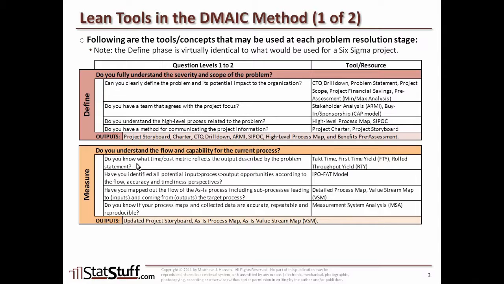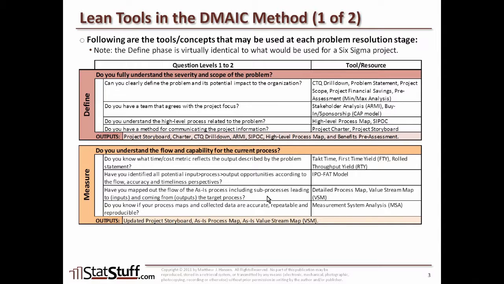So the next sub-level question here at level 2, we would ask, do you know what the time or cost metric is that reflects the output described by the problem statement? Well, these are the types of things you might use. You might use a takt time metric or first time yield or rolled throughput yield. Next, have you identified all potential input, process, output opportunities according to the flow, accuracy, and timeliness perspectives? Well, that's the IPO FAT model that might help in identifying those opportunities.